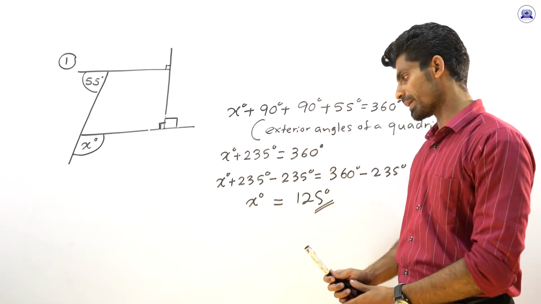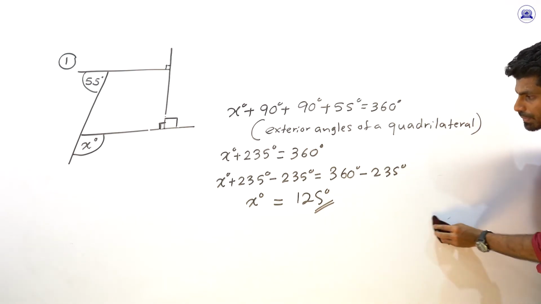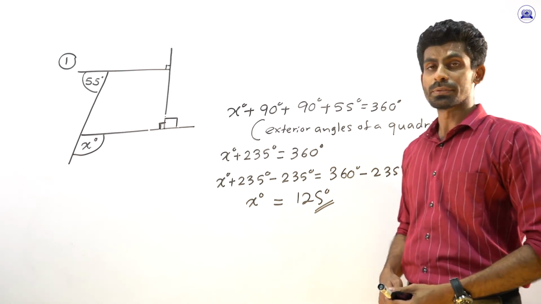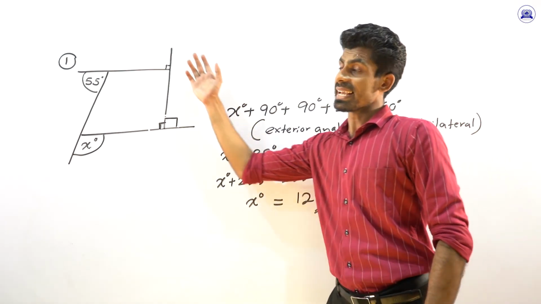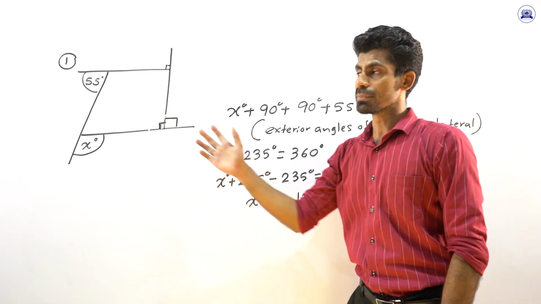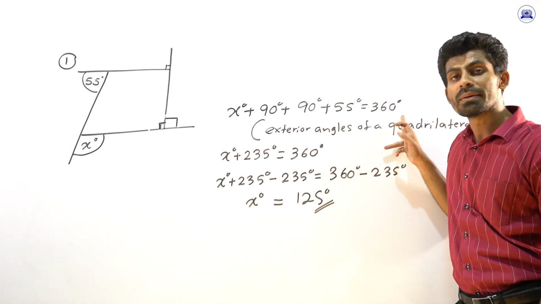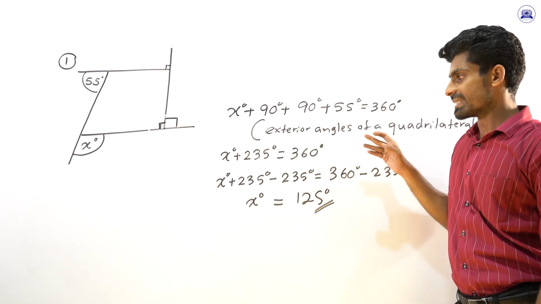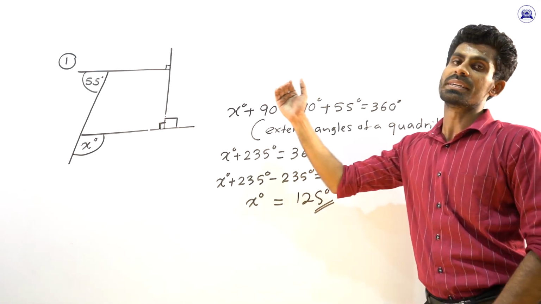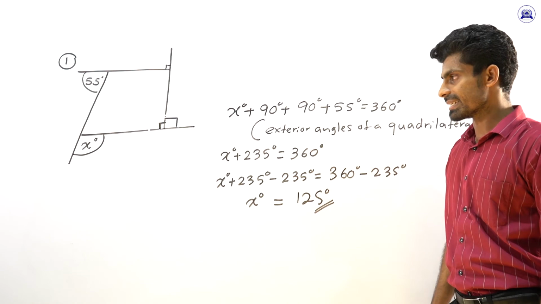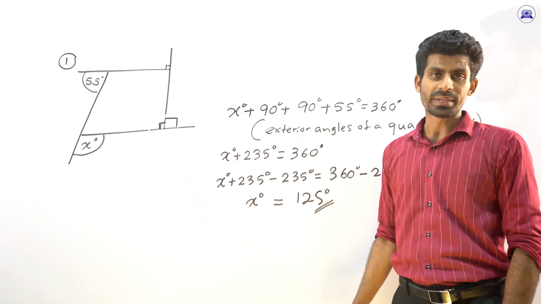That is the first one, right? So I think this one is very clear for you. We need to consider the exterior angles. The exterior angles should equal 360. That is the one and only point we need to remember: exterior angles of a quadrilateral should equal 360. Let's move to the last question.